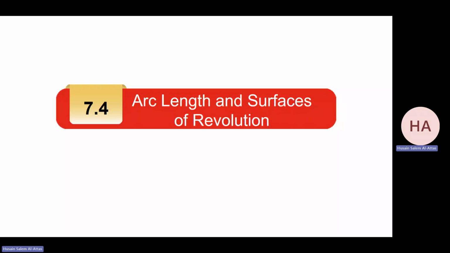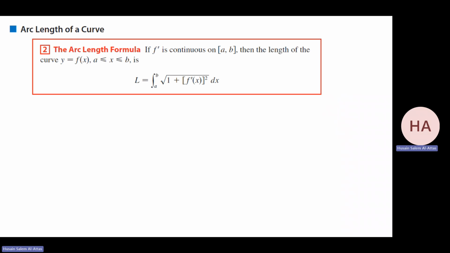Now we'll start 7.4, which is arc length and surfaces of revolution. Mainly we have formulas in this section. Let us see what will happen. What is the arc length formula?